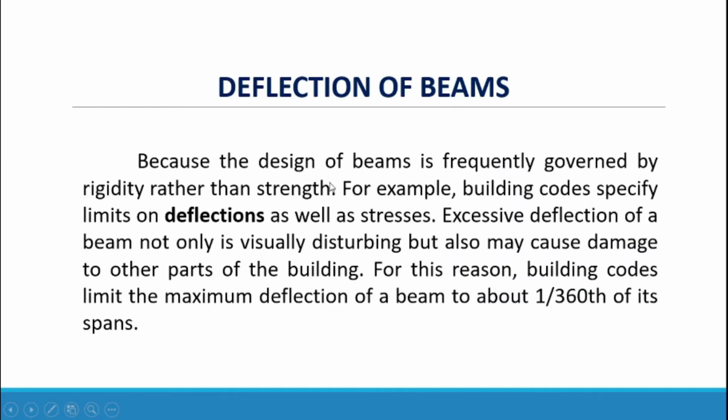Because the design of beams is frequently governed by rigidity rather than strength, for example, building codes specify limits on deflections as well as stresses. Excessive deflection of a beam not only is visually disturbing but also may cause damage to other parts of the building. For this reason, building codes limit the maximum deflection of a beam to about 1 over 360th of its span.